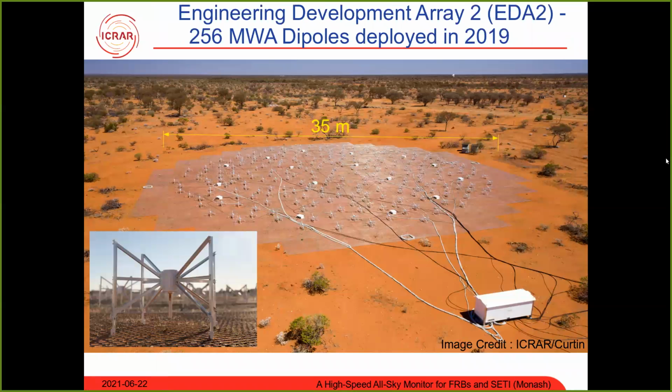And the second station is the Engineering Development Array 2, or EDA2, which is 256 MWA dipoles, as the one shown on the bottom left corner here. And as you might notice, the diameter of the station is 38 meters, and 35 meters for EDA2.